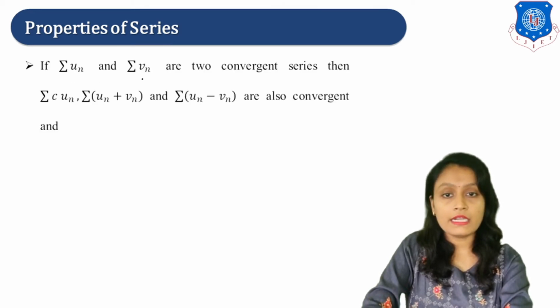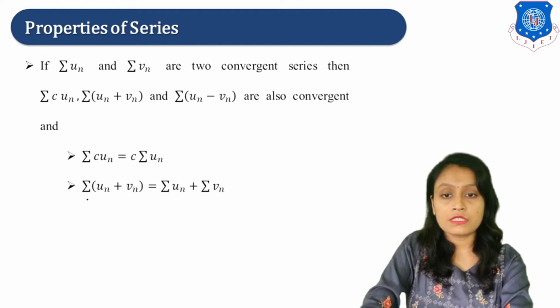If series un and series vn are two convergent series, then series cun, series un plus vn and series un minus vn are also convergent, and we can write the series cun as c times series un. We can take this c, which is a constant term, out of the summation. Also series un plus vn can be written as series un plus series vn, and series un minus vn is equal to series un minus series vn.